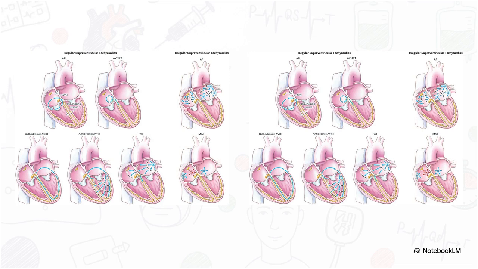So on the left, you've got a regular SVT like AVNRT. Think of that as a single, predictable short circuit, just looping around and around inside the AV node. But then on the right, you have atrial fibrillation, and that is pure electrical chaos, hundreds of random wavelets firing off, which causes a totally irregular response from the ventricles.